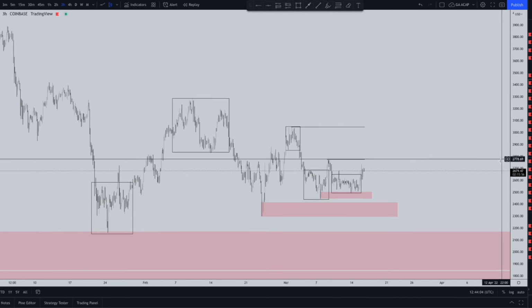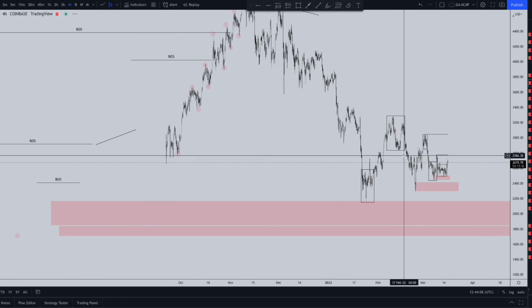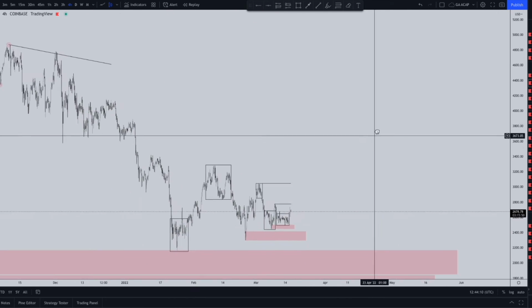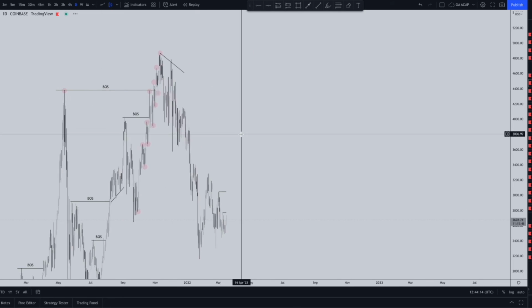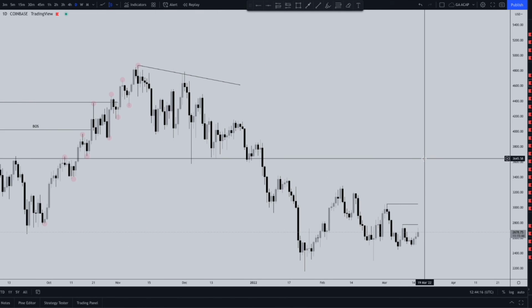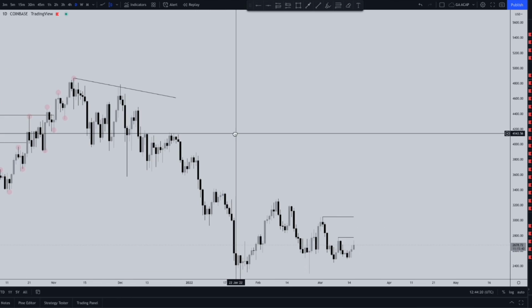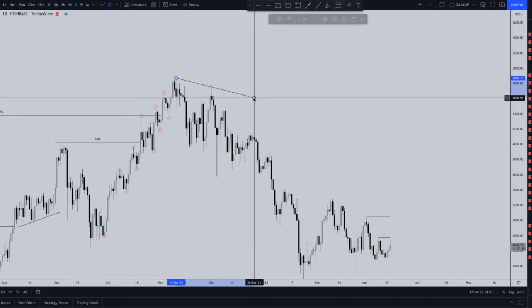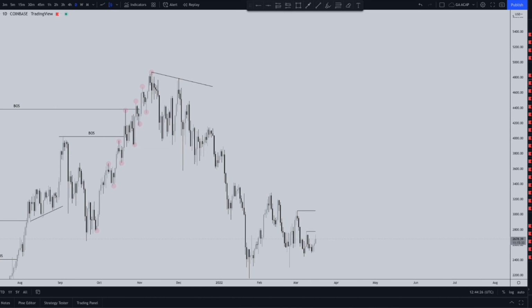Hopefully, this year we could possibly reach 10k. That is my main target for this year. There's still loads and loads of areas of imbalances. Let me just go into the daily. So you can see here that there are huge imbalances within this, and pretty much loads and loads of liquidity within the market, and the overall market is bullish.